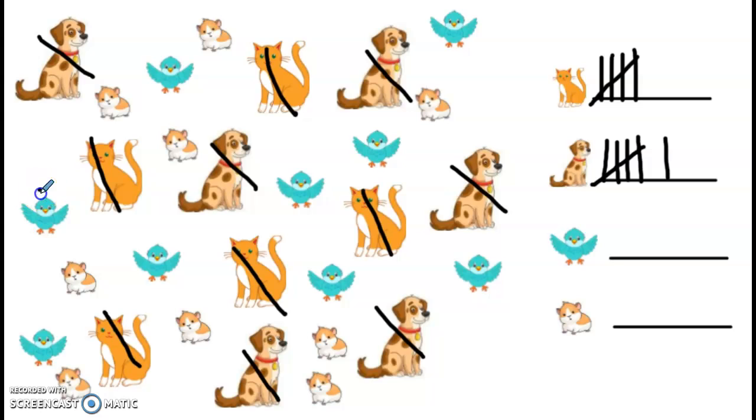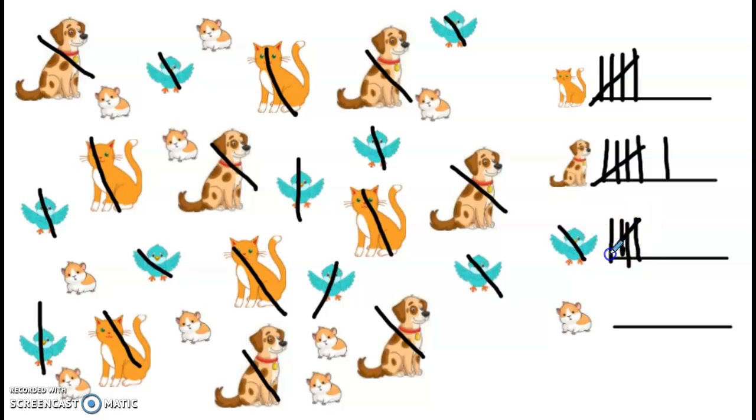And next is the birds. So we're going to count those. 1, 2, 3, 4, 5, 6, 7, 8, 9, 10. I'm going to do a double check just to make sure that I have all of the birds, and I'm going to write my tallies down. 1, 2, 3, 4, 5, leave a space, 6, 7, 8, 9, and 10. So I have all my birds counted, and I counted 10 of them, so I marked 10 tally marks.